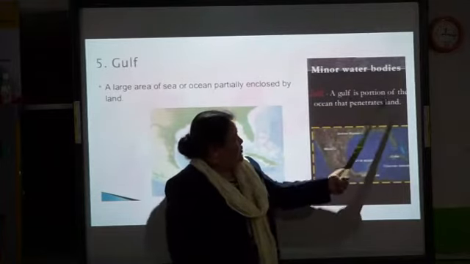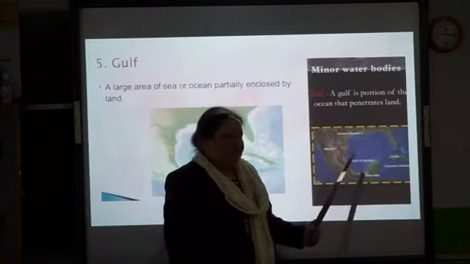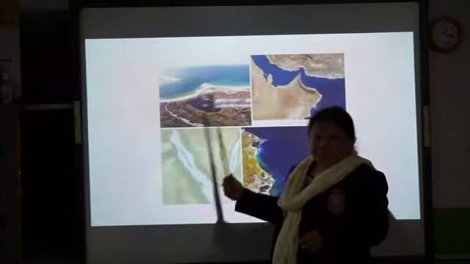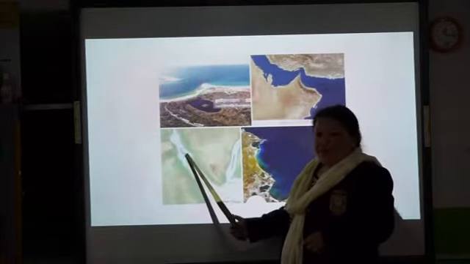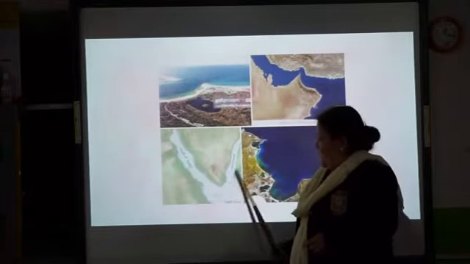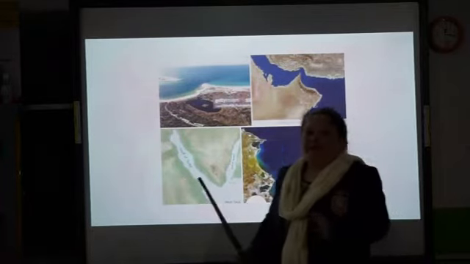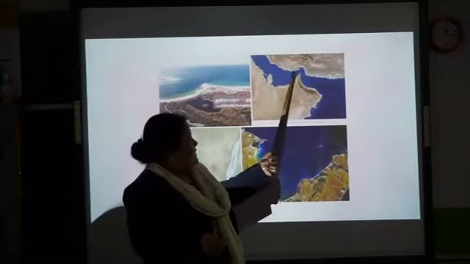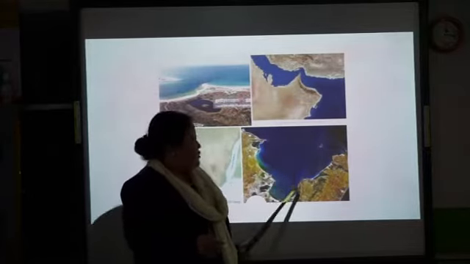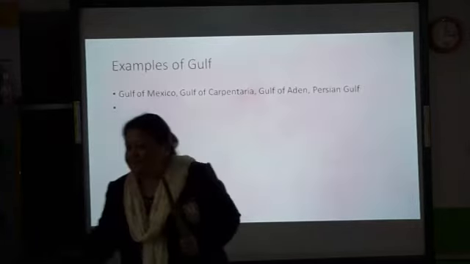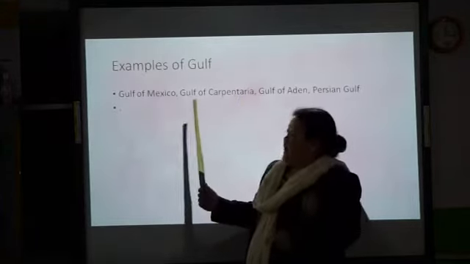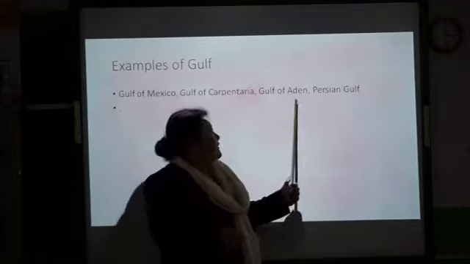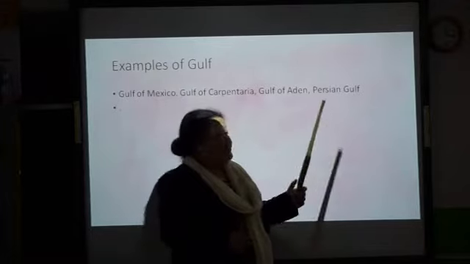A gulf is a portion of the ocean that penetrates into the land. Now this is how a gulf looks. See, the water body goes deep into the land, and then it meets the rest of the water bodies. Examples of gulf are the Gulf of Mexico, Gulf of Carpentaria, Gulf of Aden and the Persian Gulf.